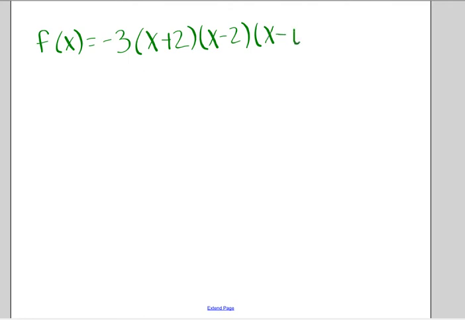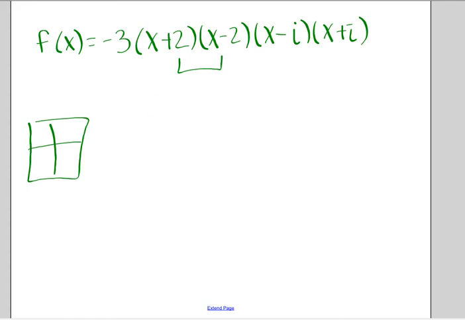The polynomial would be f of x equals the a value, negative 3, times x plus 2, x minus 2, x minus i, and x plus i. Now, we're not used to our polynomials looking like that. We want to go ahead right now and we're going to multiply all this together so that it looks like a normal polynomial. Let's start with the x plus 2 and the x minus 2. If you need to, go ahead and multiply those with a rectangle. You'll get an x squared minus 4 when you do that.